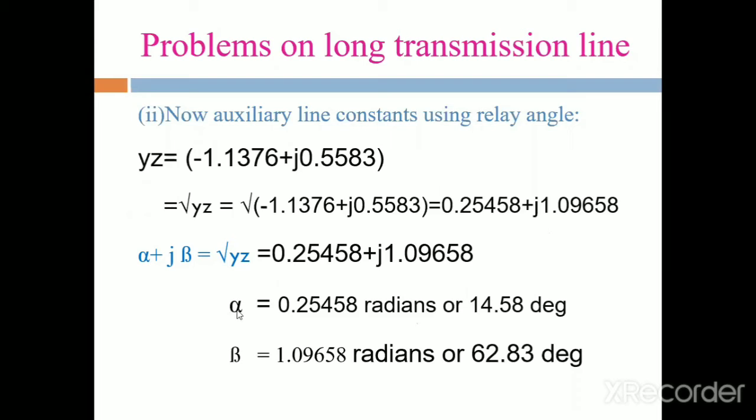Then we write alpha is equal to 0.25458 and beta is equal to 1.09658. These alpha and beta values are in radians. Then they are converted into degrees, that is 14.58 degrees and 62.83 degrees.